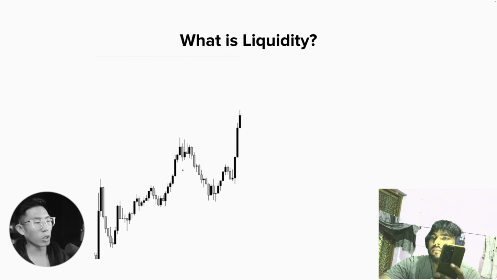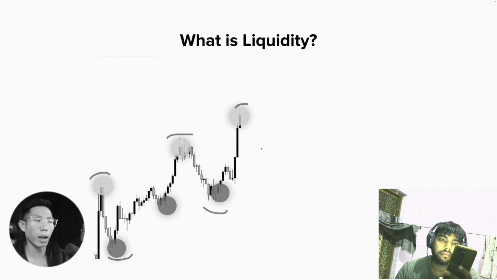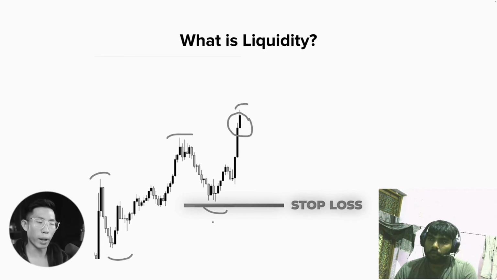So when you see this, you probably think that price is in an uptrend, right? Because price is creating higher highs and higher lows, and higher highs and higher lows. And right now, price is creating a higher high. So let's say you enter for a buy somewhere right around here. And the first thing you do is place your stop loss right below this last swing low right here.